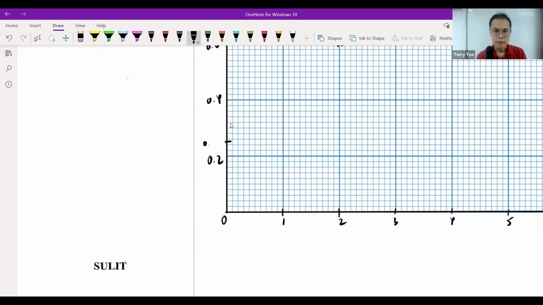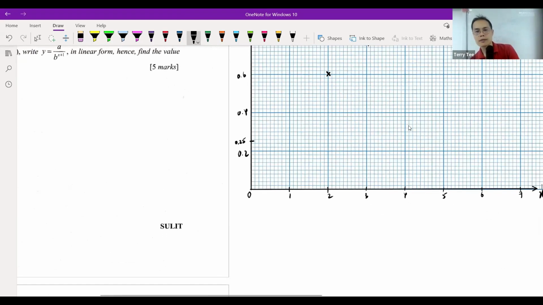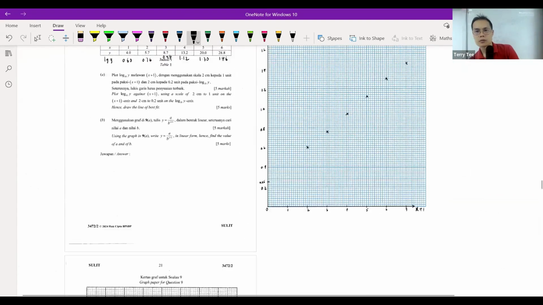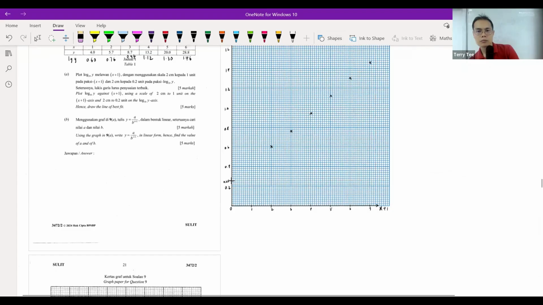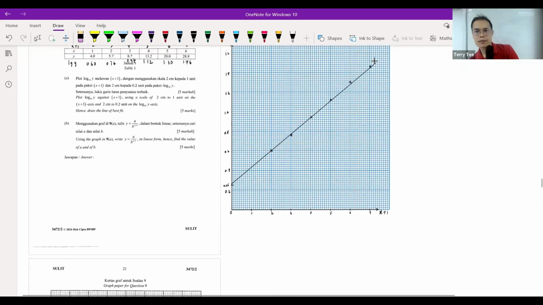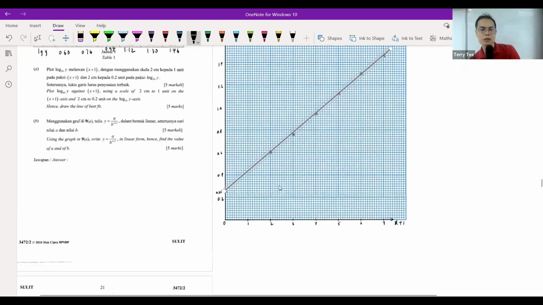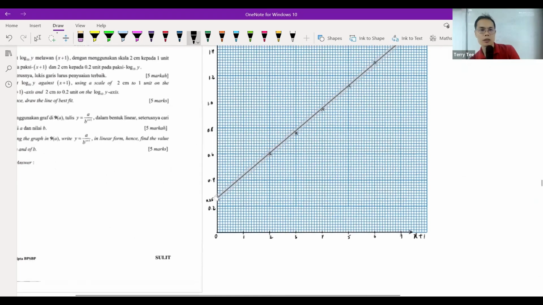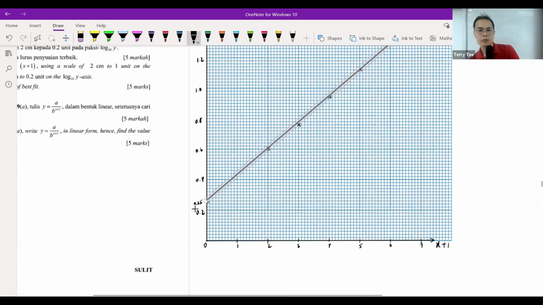This is 0.25. Then I'm going to draw a line starting from here and extend all the way, making sure it passes through as many points as possible. We have to do some adjustment to make sure it's balanced: the number of points above and below the line of best fit should be as equal as possible. Let me adjust a little bit.